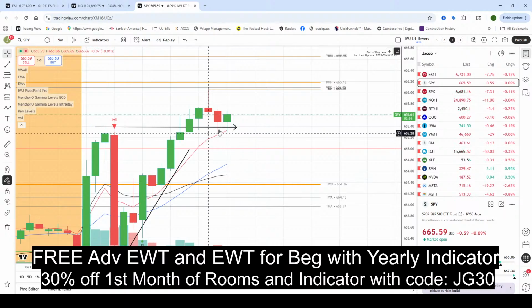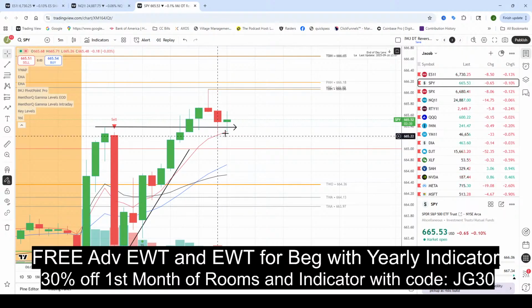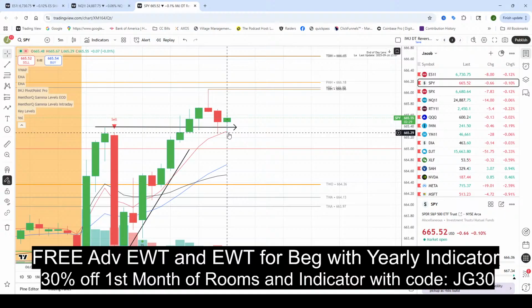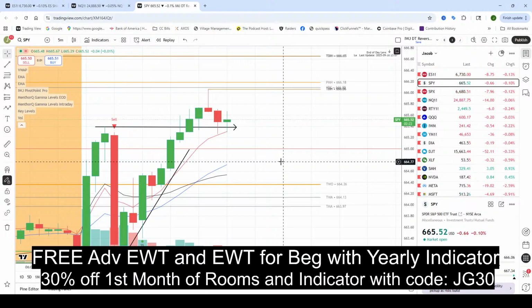And they're still holding the 8. Remember, the 8 is the momentum line. As long as they're above that, momentum is up. They're holding it right now. They're back testing and holding. If they get below that, then they're probably going to accelerate into the 21 and see what happens there.